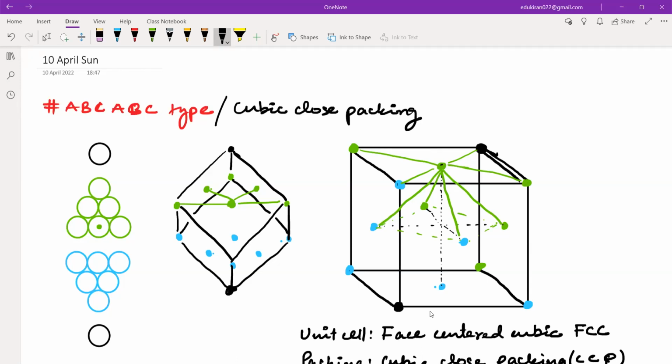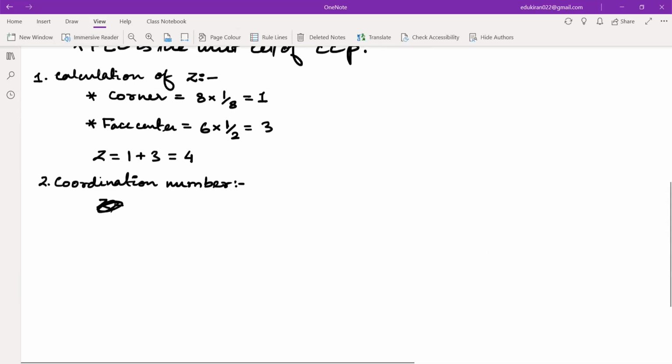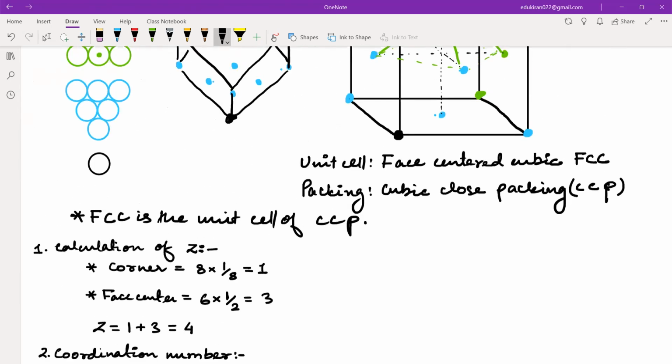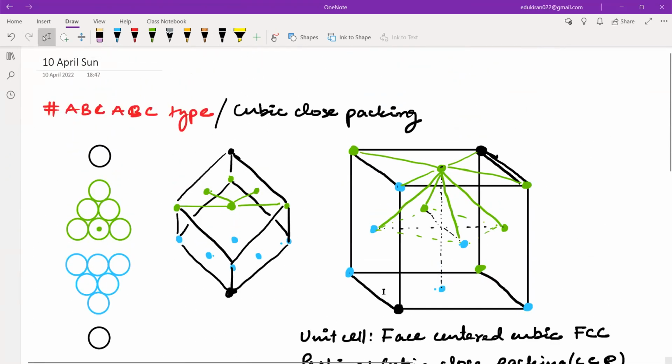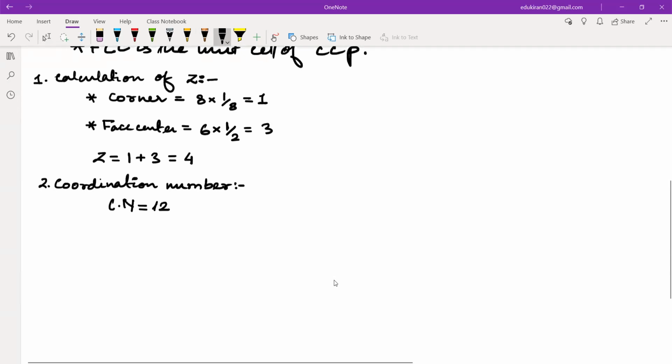Yes, sir. Okay. Any doubt till here, guys? Hamza, Heba, Darshan, Krishna, anyone? No, sir. Fine. So we have seen the coordination number. Coordination number is equal to 12. Okay. Now, we have seen coordination number. Let us look at the relation between a and r.